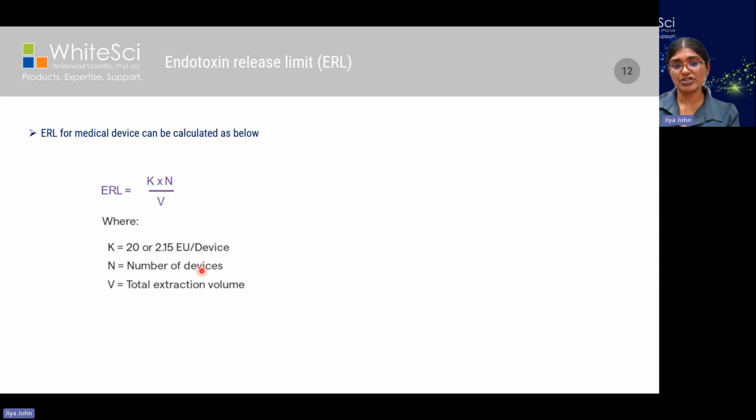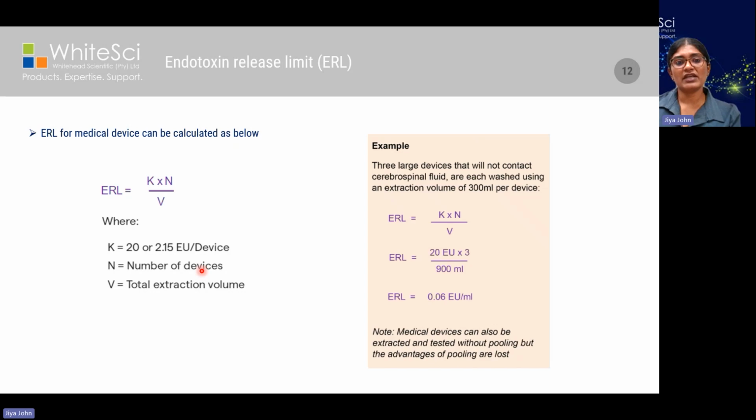For medical devices, the formula is a bit different, where they take into consideration the number of devices that you have used. With medical devices, it works a bit differently: you can pool samples from a specific lot. You can take a maximum of 10 devices from a batch, so that's why they take that into consideration. And you multiply the number of devices by the total extraction volume to get to the ERL value.